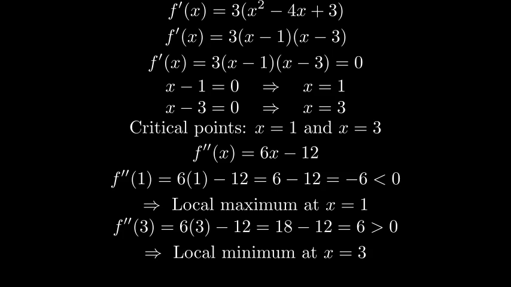For x = 3, we have f(3) = 3^3 - 6 times 3^2 + 9 times 3 + 1, which equals 27 - 54 + 27 + 1, which is 1. So the local minimum is at the point (3, 1).